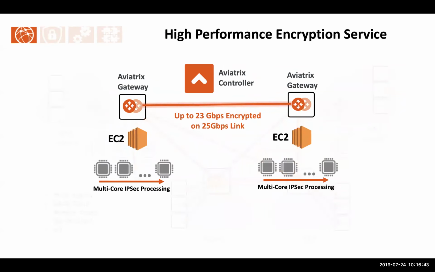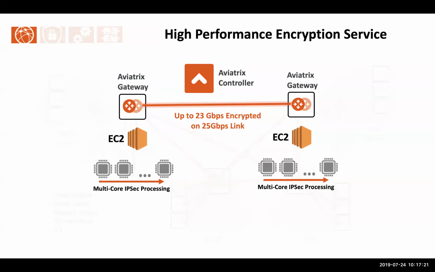One of the other capabilities that the Aviatrix Gateway provides is the ability to do high performance encryption. In most cases, an IPsec encrypted link is only going to get 1 gigabit per second of throughput. This is because the instance is only using one core of the instance to do IPsec. What we have figured out how to do is multi-core IPsec processing, so we distribute the processing across multiple cores.